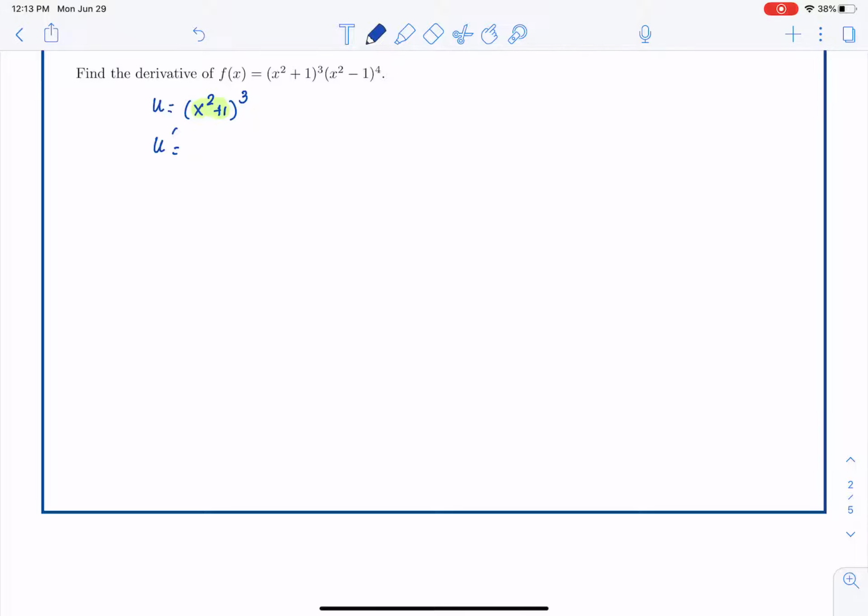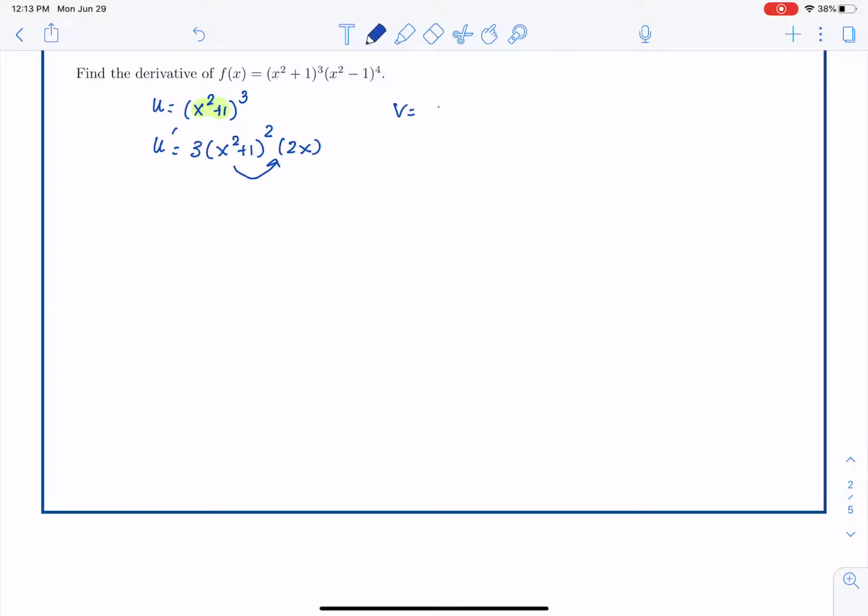So the derivative of x cubed is simply 3x squared plus 1 raised 2. But keep in mind, in the inside, we don't have x, we rather have x squared plus 1. So we multiply by the derivative of x squared plus 1, which is 2x.